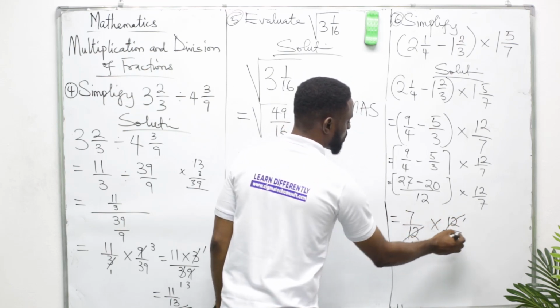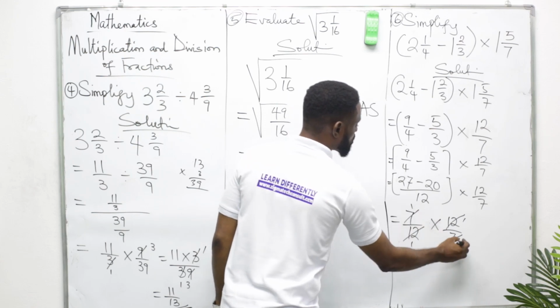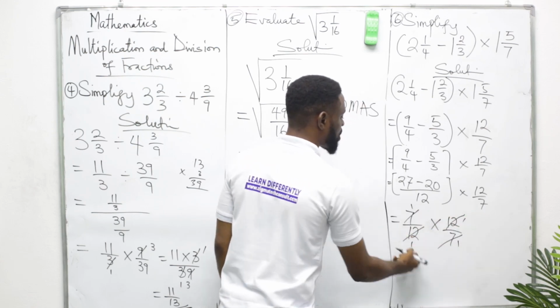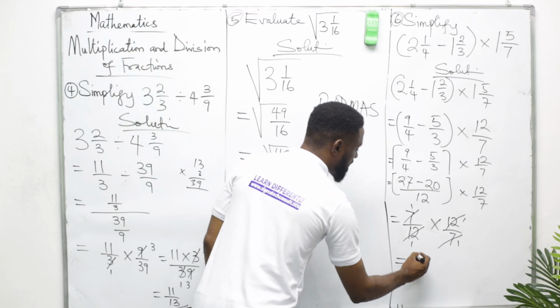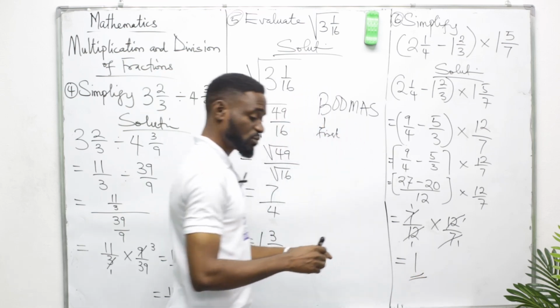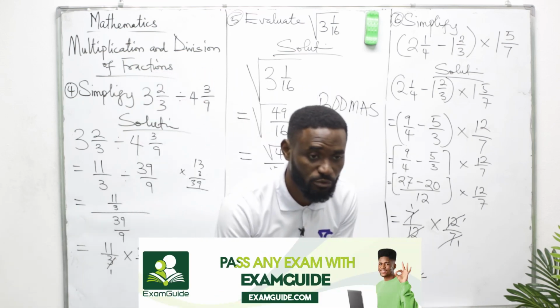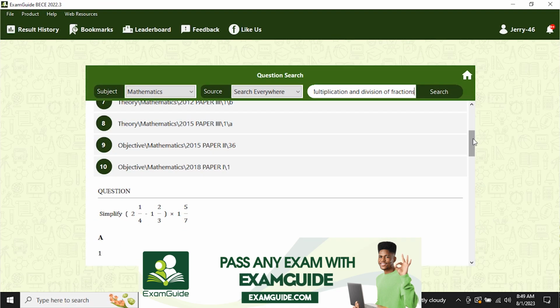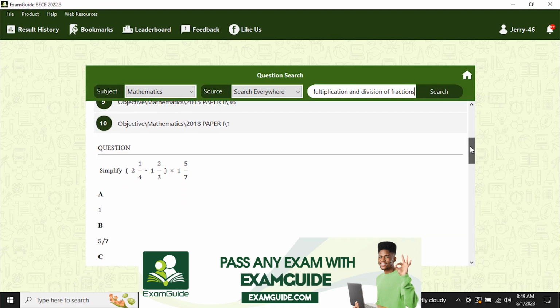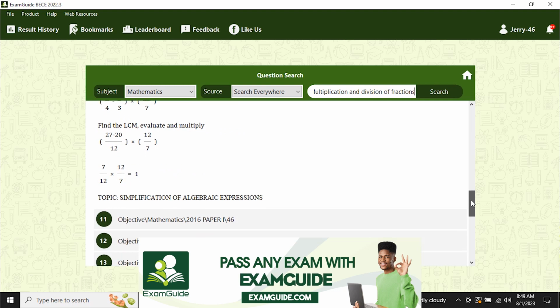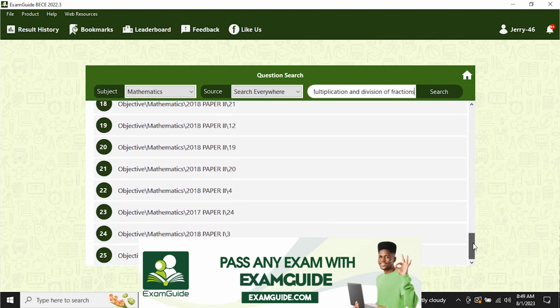The 7 here, 12 here, the same cancel. 1 times 1 is 1, 1 times 1 is 1, 1 divided by 1 is 1. So the answer is 1. You get the point? If you look at your options there, your option is option A, which is 1. So 1 is your correct answer in this particular question.